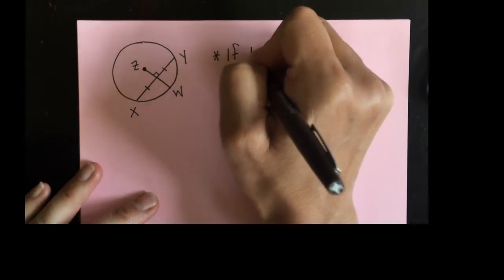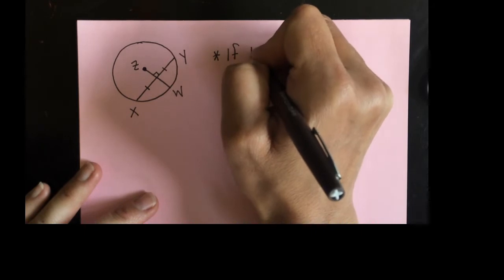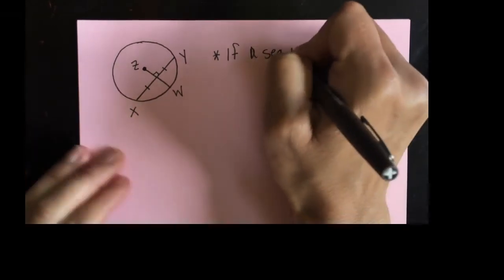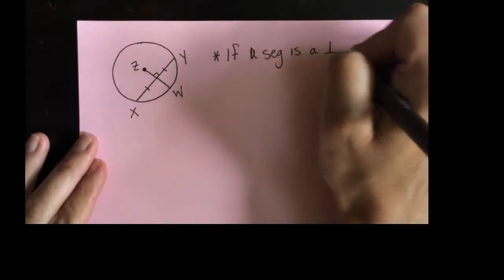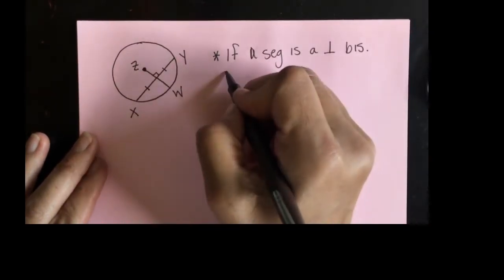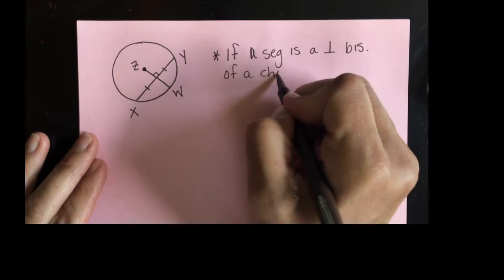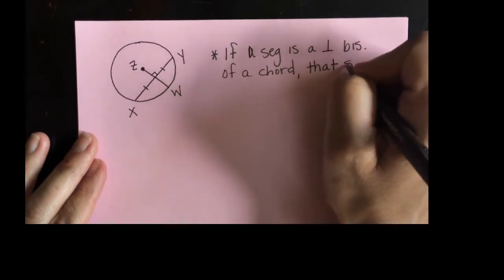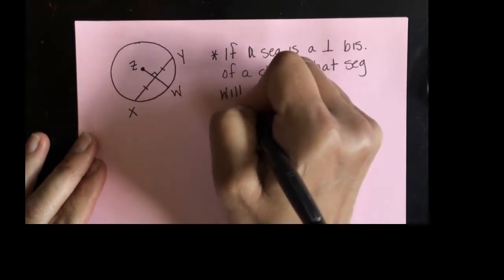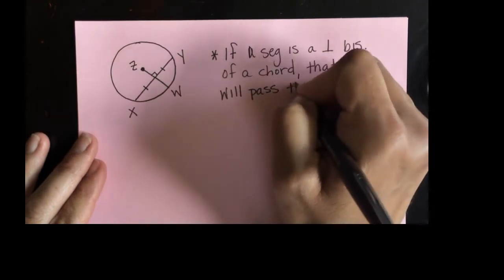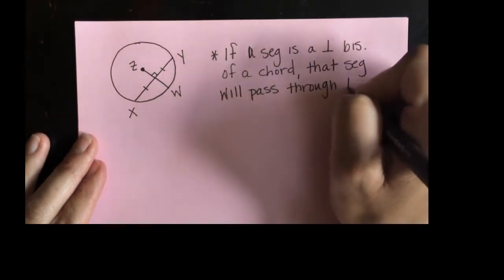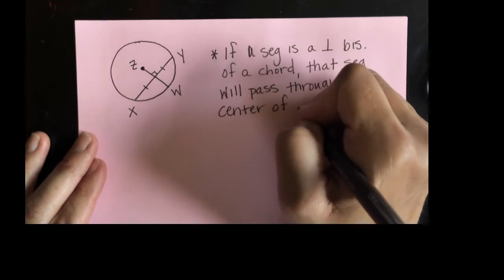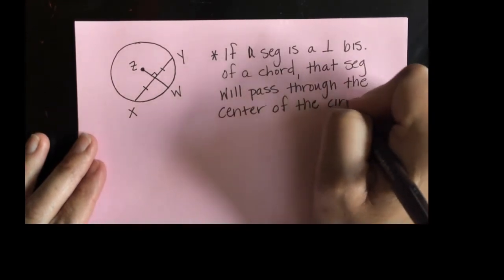if a segment is a perpendicular bisector of a chord, that segment will pass through the center of the circle.